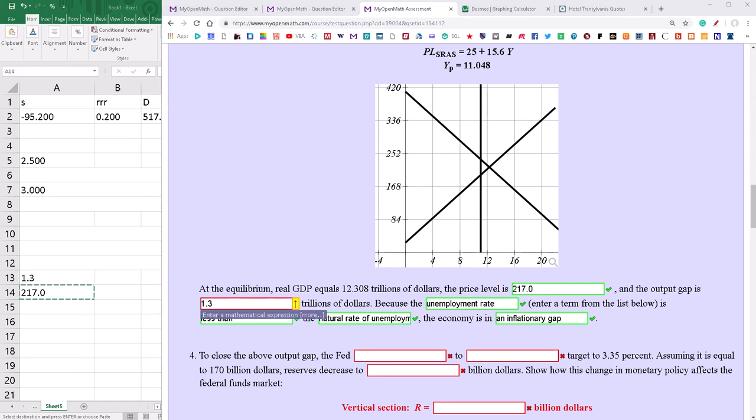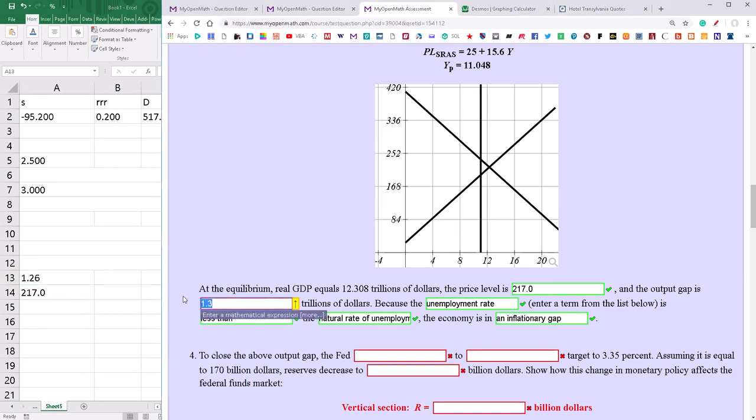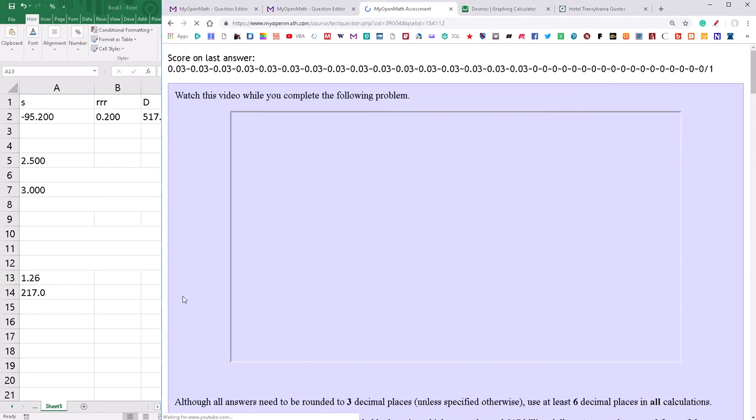Let's see what happened here. The Excel over here had it set at 1 decimal place, so if we just add a decimal place, it goes to 1.26. Let's change that to 1.26. We should get it right now.